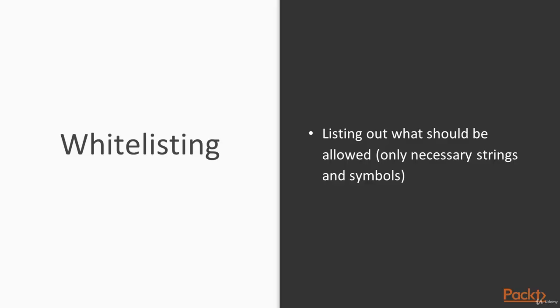Let's come to whitelisting now. Whitelisting means that you list out only what should be allowed, only necessary strings and symbols. And it looks much better, because in this case, your list will definitely be shorter. It will include all necessary strings and symbols you need for legitimate users to be able to use your web application. So, the choice is obvious now. You should avoid blacklisting and choose whitelisting methods of input validation.